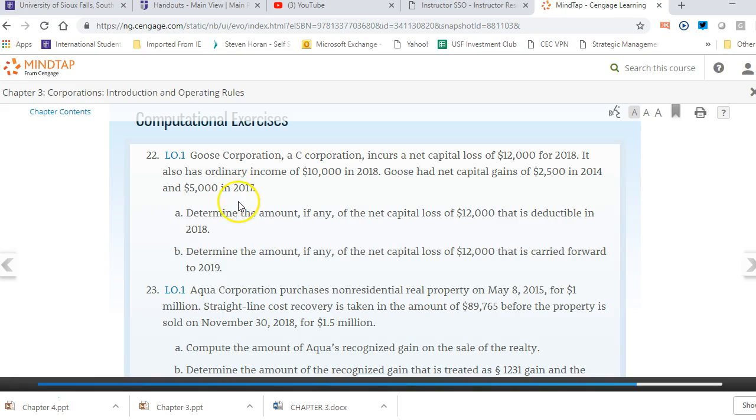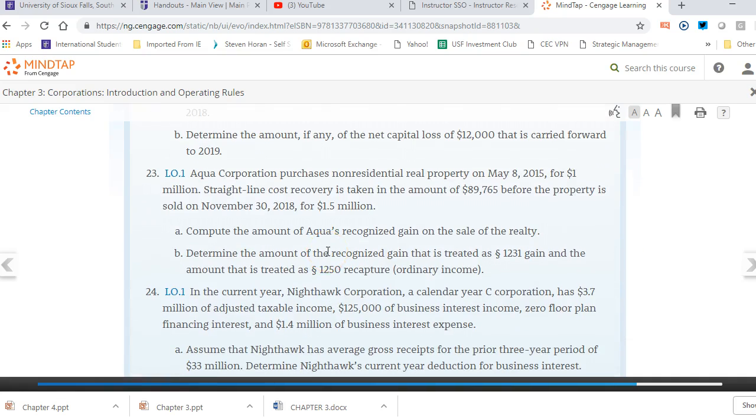So what I would do then is essentially refile my 17 return, offsetting that $5,000 gain, and then getting money back or a tax credit for that. Then what's left over I would carry forward. So 12 minus 5 we all know is 7. So the answer to B is 7,000.